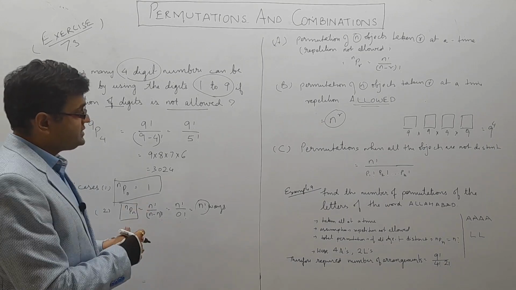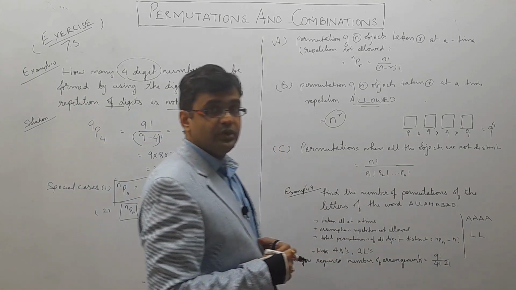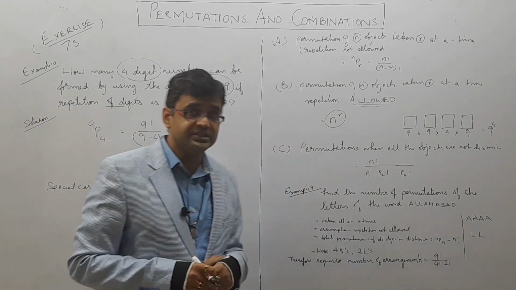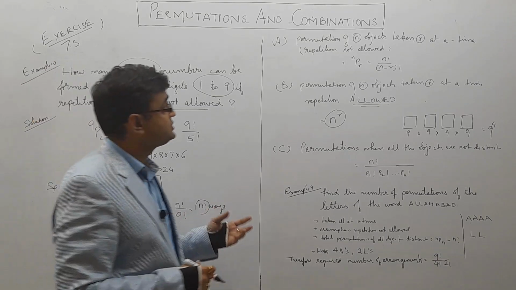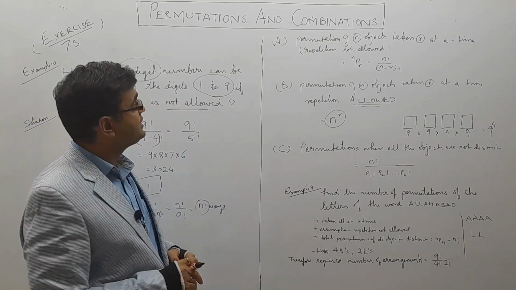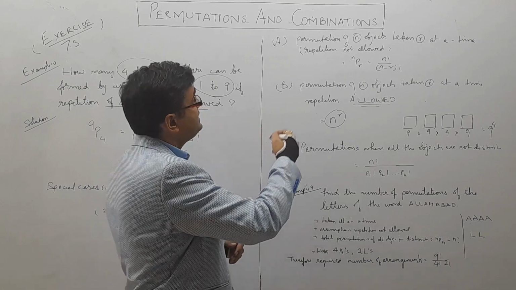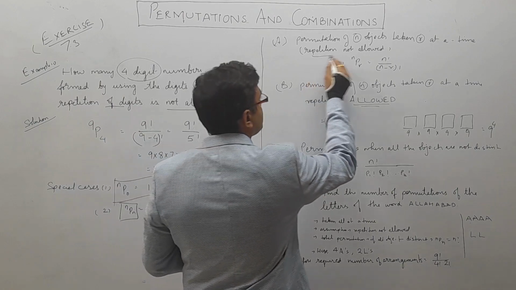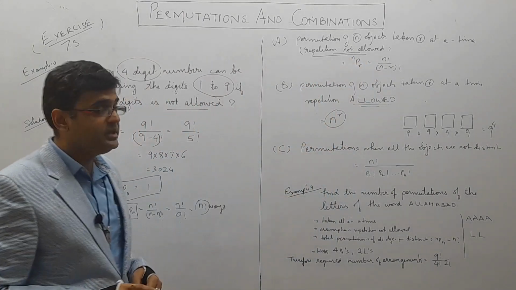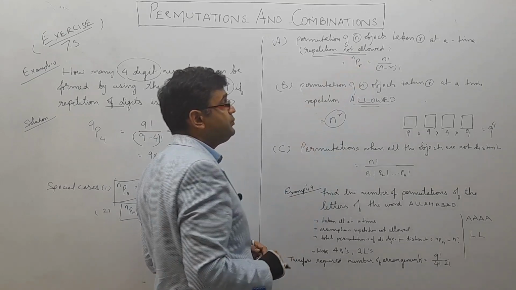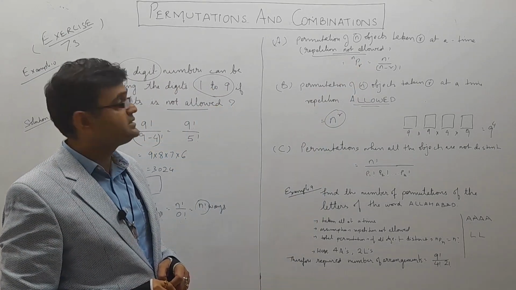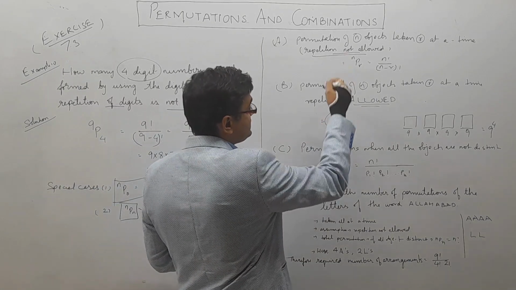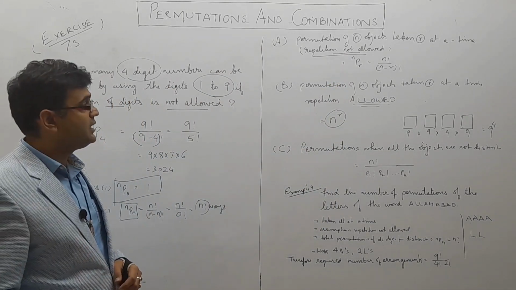And now with this, we'll see the special cases of different question types, basically, in permutations in this exercise that you will come across. The first type we have already seen: permutation of n objects taken r at a time, repetition not allowed. When repetition is not allowed, in that case it is nPr is equal to n factorial upon n minus r factorial. And now the second variation is if repetition is allowed.